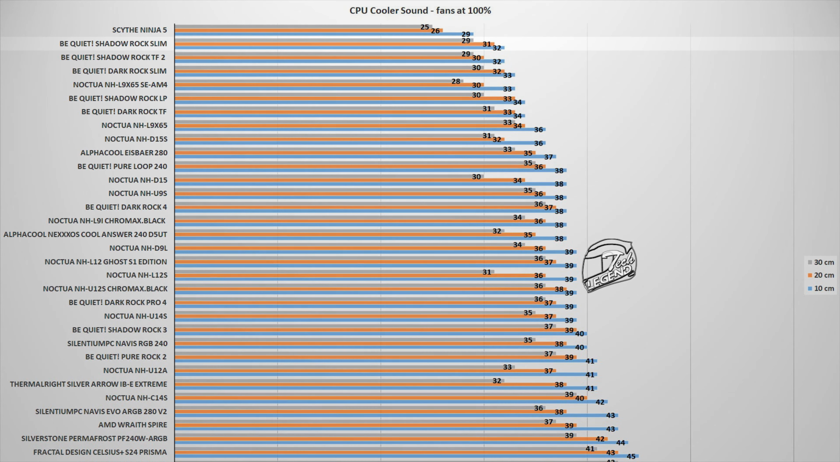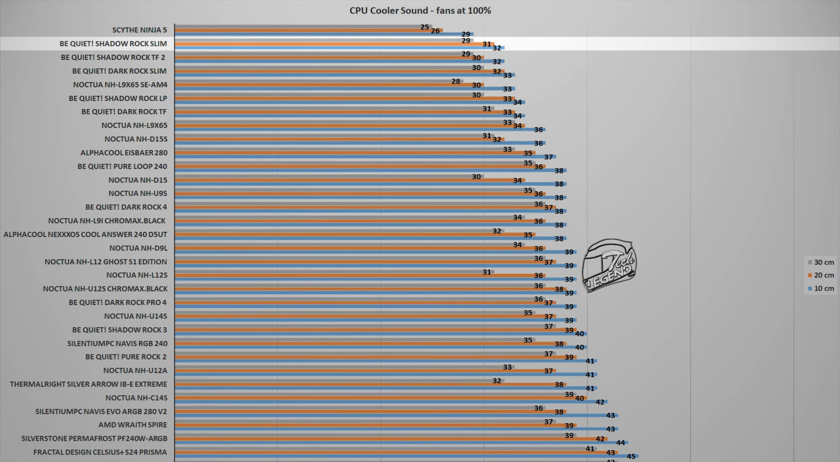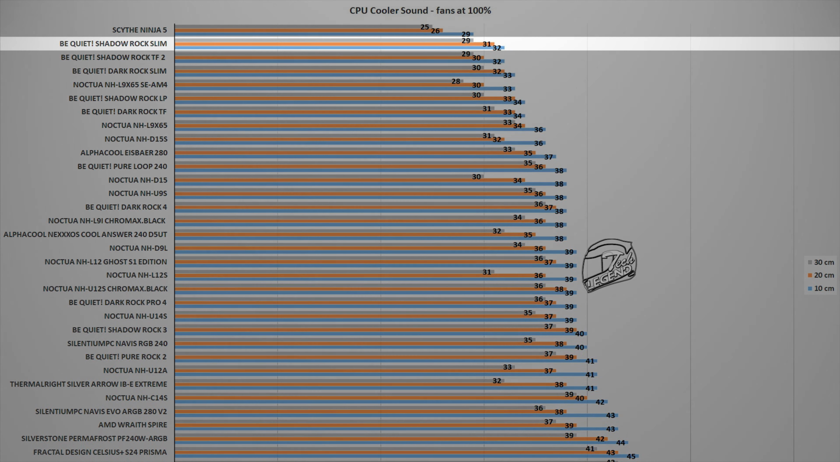With the included fan spinning at its maximum speed of 1400 RPM and with the measuring device placed at a distance of 10 cm away from the cooler and system, the Be Quiet Shadow Rock Slim reached a maximum noise output of 32 dB, which makes this cooler the second best cooler in the graph in terms of the noise output. This is thanks to two things.